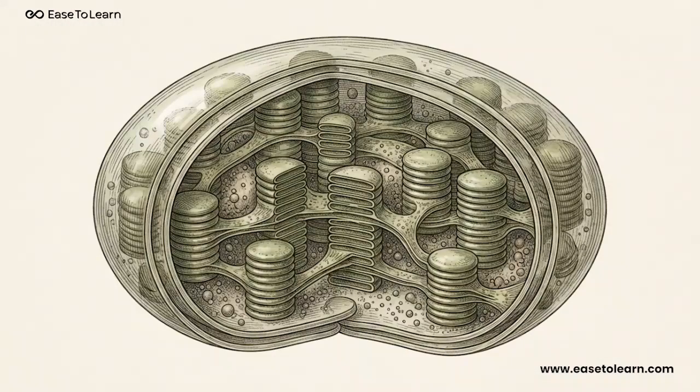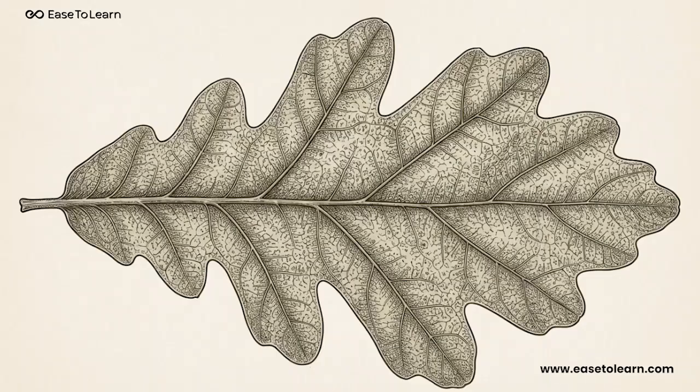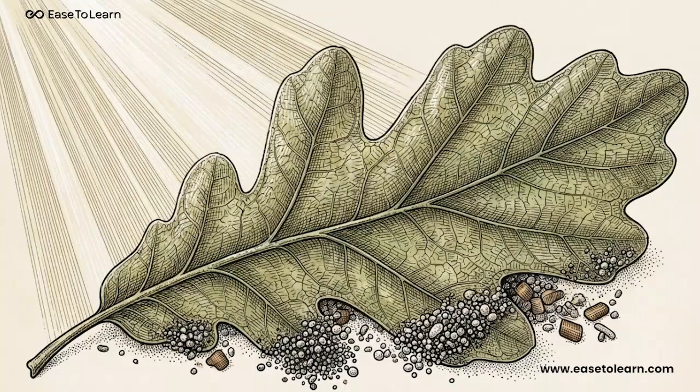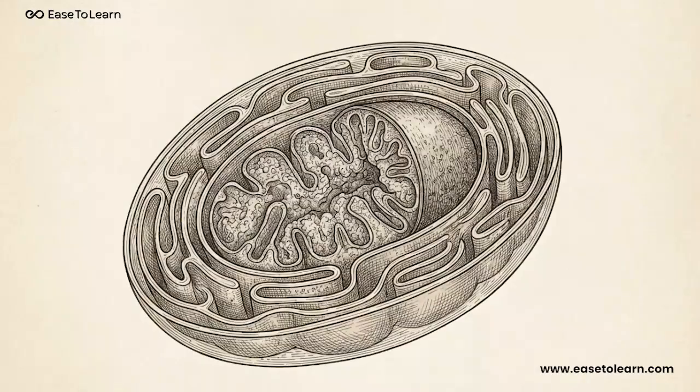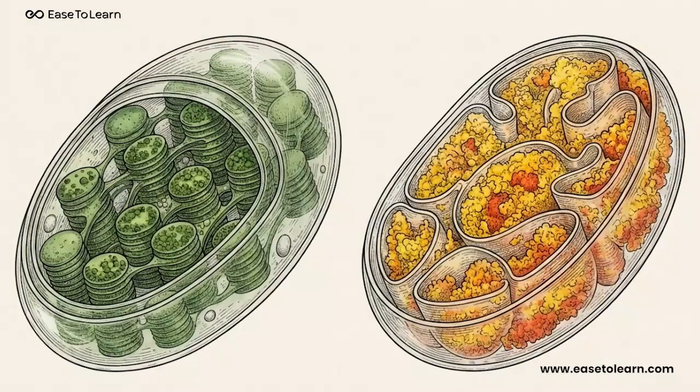Up until now, we've looked at features shared by most cells. Let's look at a few pieces of infrastructure that are completely exclusive to plant cells. Plants have organelles called plastids. The most famous is the chloroplast. It contains the green pigment chlorophyll, which gives plants their color and allows them to perform photosynthesis, turning sunlight directly into food.